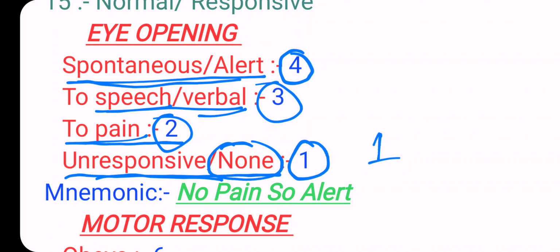Okay, the mnemonic for this is: No pain so alert. No means none, pain means eye opening with pain stimulus, so means speech, and alert means alert. So no has 1, pain has a score of 2, so has 3, and alert has 4.